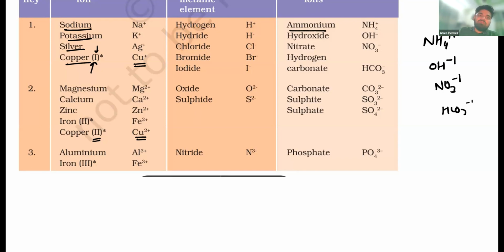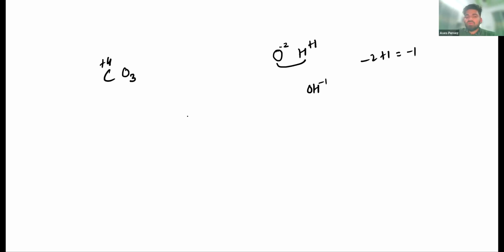Okay, let me help you. For example, hydroxide: O is -2 and H is +1. So in total, if O and H combine together, what will you get? -2 plus 1, what will you get? -1. So in combination, they are going to have -1. Like carbon is +4 and carbonate is CO3. One oxygen atom is going to have -2, and there are 3 oxygen atoms, so they are all going to have -2, -2, -2. Their total will be -6 charge.